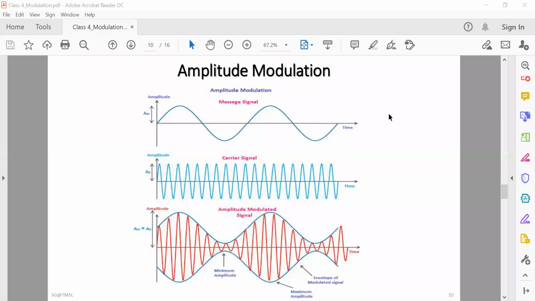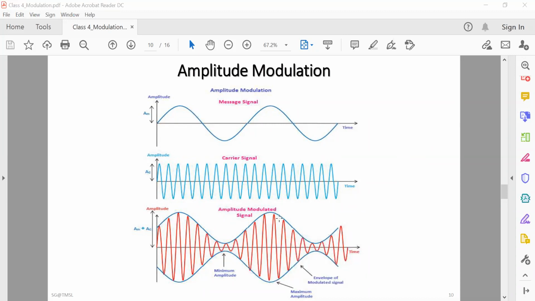In amplitude modulation, only the amplitude of the carrier wave is changed, while the frequency and phase of the carrier wave remain unchanged. It remains constant. Here you can see this is your message signal, this is the carrier signal. The amplitude is changed, but the frequency and the phase are unchanged, only the amplitude is changed.